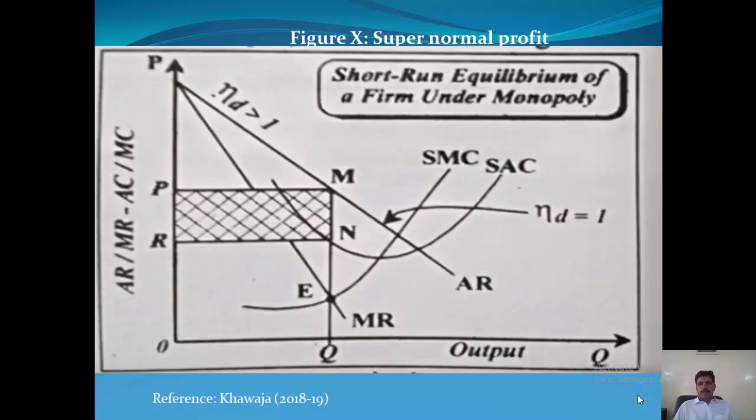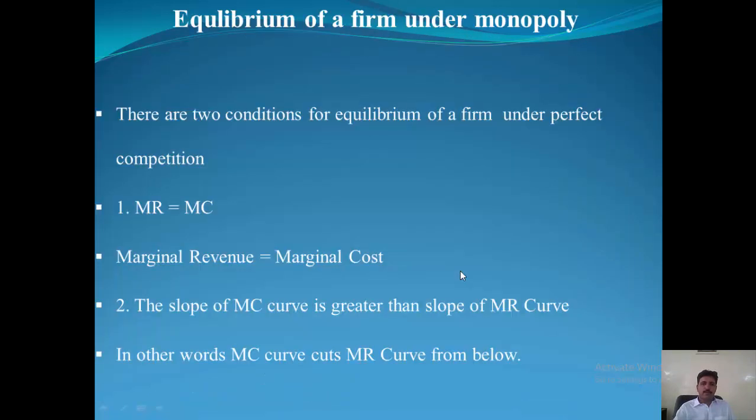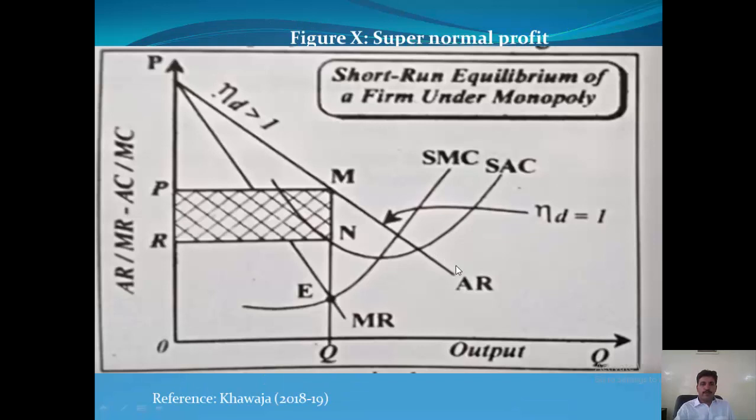Dear students, this is a picture in which we see the derivation of the equilibrium of a firm under monopoly in the short run, and this is the case of supernormal profit. This MR is the marginal revenue curve. We have already discussed that it is downward sloping. Look here, MR downward sloping. Above it, the average revenue curve. This is SMC, the short-run marginal cost curve. The SAC shows the short-run average cost curve.